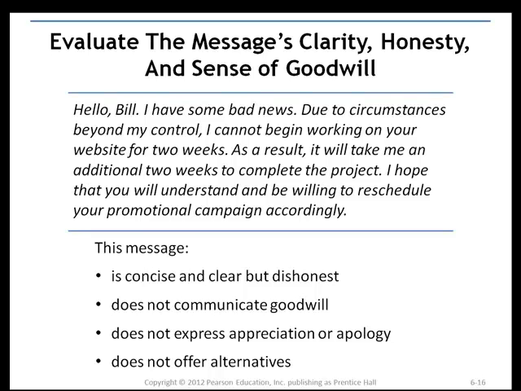As the discussion in the textbook makes clear, the version is not honest. It also does not communicate any goodwill.